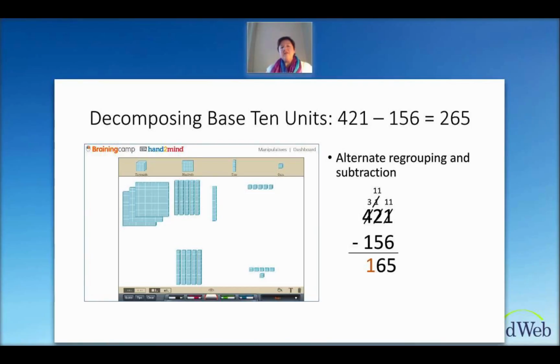There are a lot of steps here. There's a lot going on. And the challenge of EdWeb is always that we have an hour.